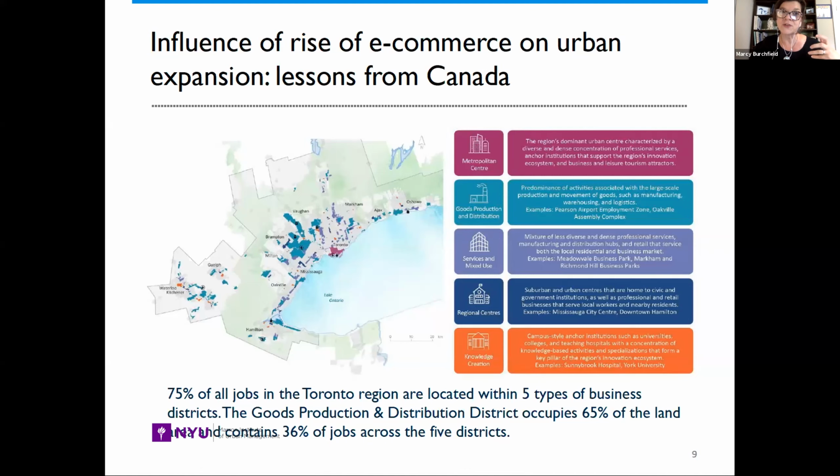So my opinion is that municipalities and regional planners are not paying enough attention to the land consumption that this particular economic activity requires, and is continuing to grow. I mean, as we saw through the pandemic, and as we will continue to see post-pandemic.